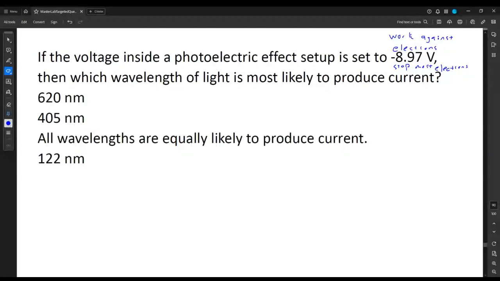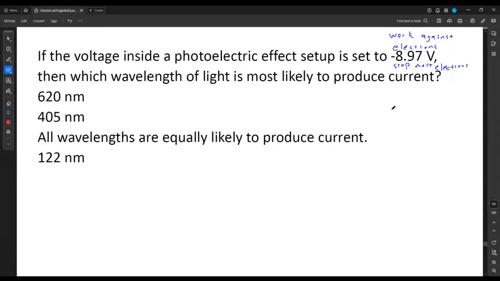So what we need to understand from that, and again, this is part of what Einstein was working on, is that lower wavelengths make more energetic electrons. Okay, so that's part of the relationship between wavelength and frequency. If wavelength goes lower, then frequency goes higher, and frequency is more directly related to energy. At least it's easier to see how they're related. So we want a lower wavelength. That's the big thing here in order to have a better chance of producing current.